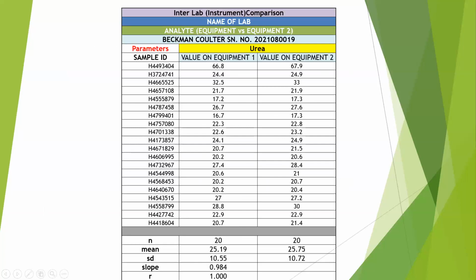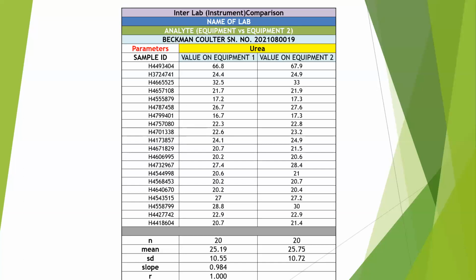We got the mean, the SD, the slope, and we find that the R, the correlation, is absolutely perfect: 1. It has to be more than 0.975, so 1 is very much satisfactory, thus indicating that both of these methods are concordant. Now, one of these equipments would have been your earlier standardized equipment, which you take as a reference equipment, and the value obtained on that equipment is your reference value or the assigned value.